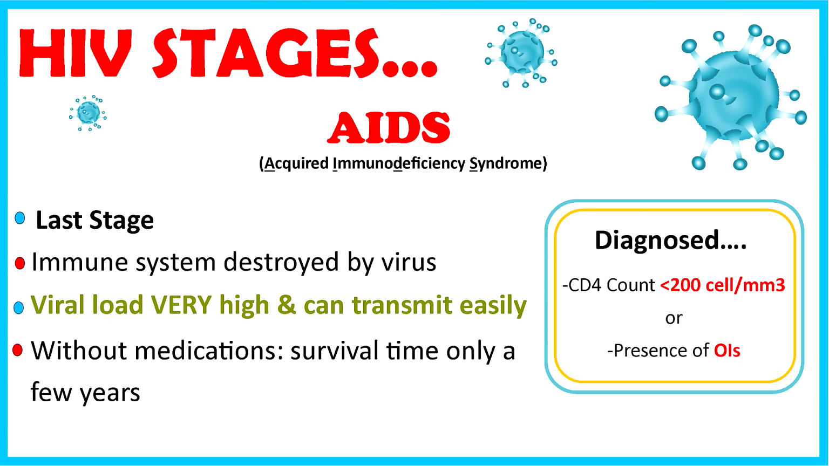So how is a patient diagnosed? What are some criteria used to diagnose them with AIDS? Well, you look at the CD4 count. If that CD4 count is less than 200, that could indicate that, or they have the presence of those opportunistic infections.